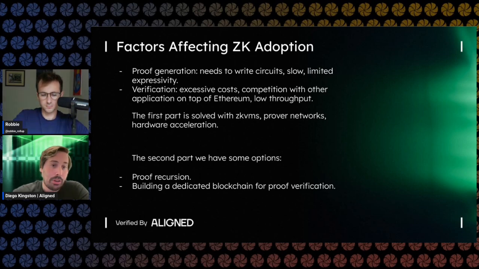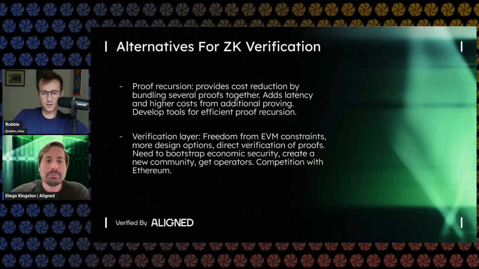And the other option, of course, would be to build a dedicated blockchain for proof verification. So these would be your two options. Either you move verification off chain to another chain that will only handle proof verification, or you use this proof recursion. Or you could do both, right? You could bundle and submit to a separate blockchain, and the proofs that you submit to the separate blockchain, you could bundle up a bunch of proofs together and then verify all of those at once.